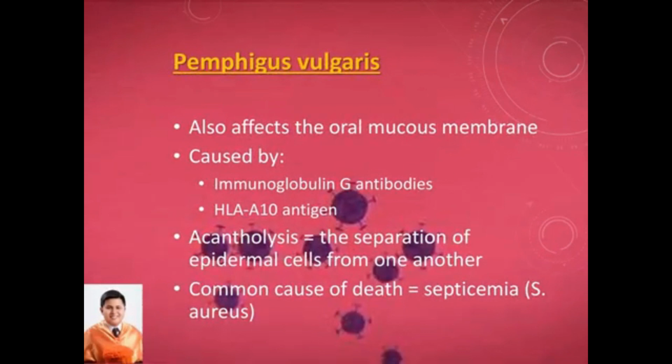We'll discuss the most common type of blistering disorder, pemphigus vulgaris. This condition mainly affects the oral mucous membrane. This is caused by immunoglobulin G antibodies and the HLA-A10 antigen. Both of these materials play a vital role in maintaining our skin integrity, particularly our epidermal layer.